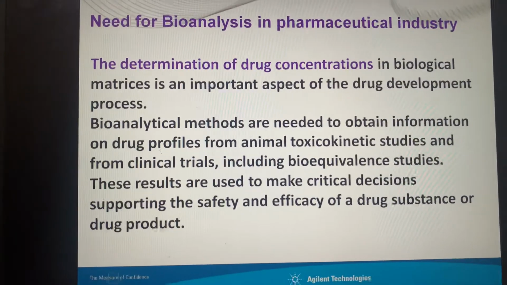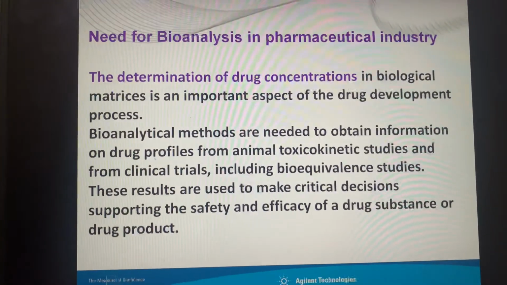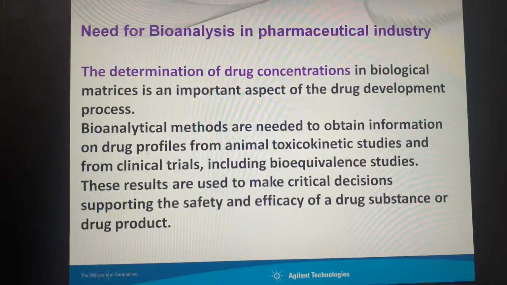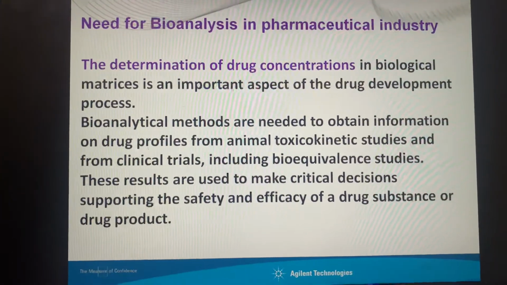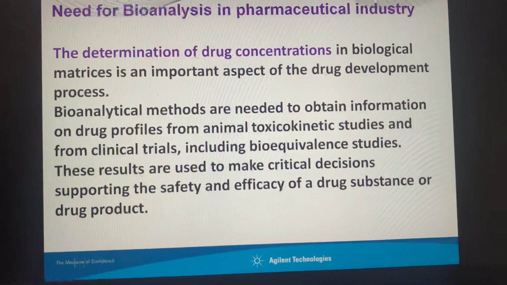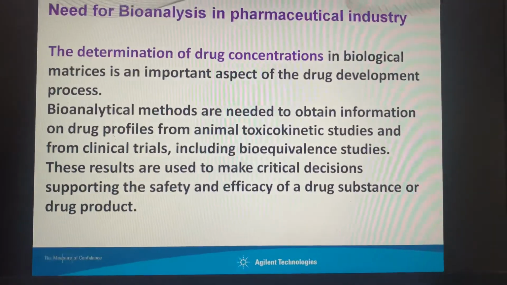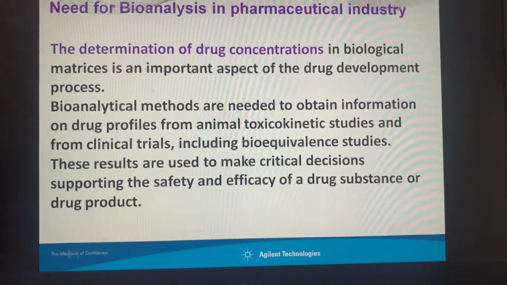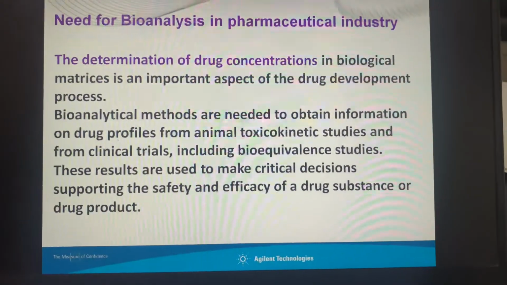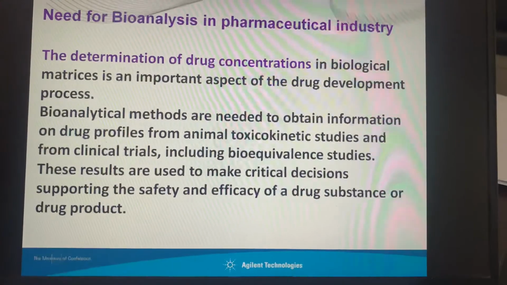And after that only can a drug be marketed. So, bioanalytical methods are needed to obtain information on drug profiles from animal toxicokinetic studies and from clinical trials, including bioequivalence studies. These results are used to make critical decisions supporting the safety and efficacy of a drug substance or drug product.